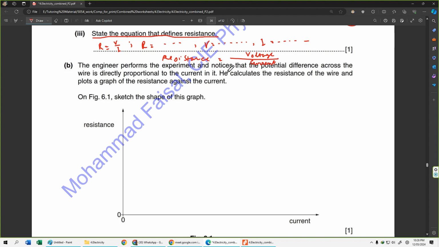The engineer performs the experiment and notices that the potential difference across the wire is directly proportional to the current in it. He calculates the resistance of the wire and then plots a graph of the resistance against the current. On figure 6.1, sketch the shape of this graph.